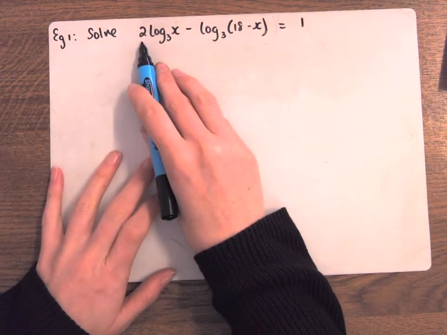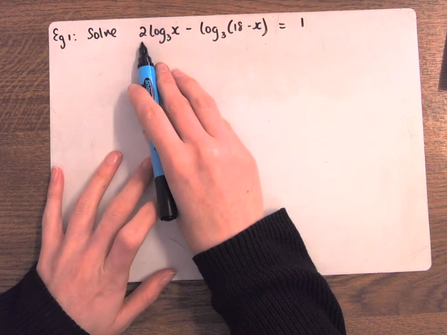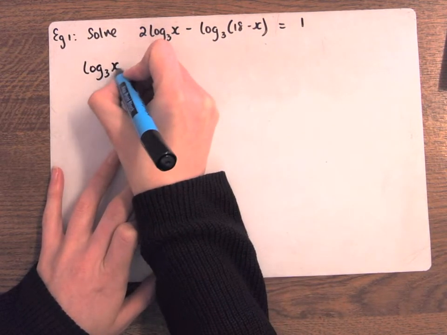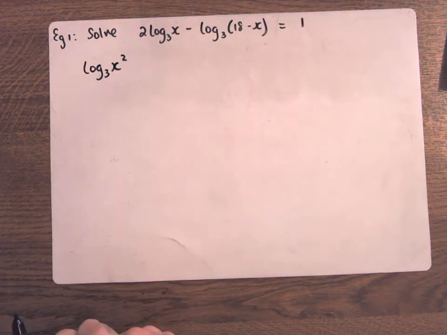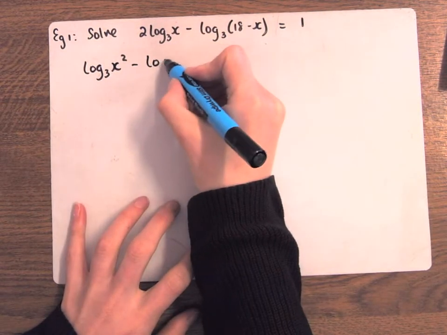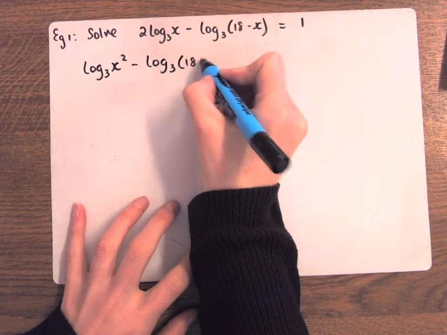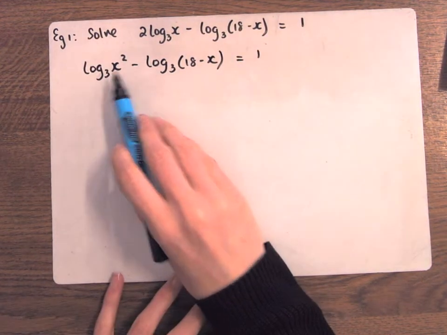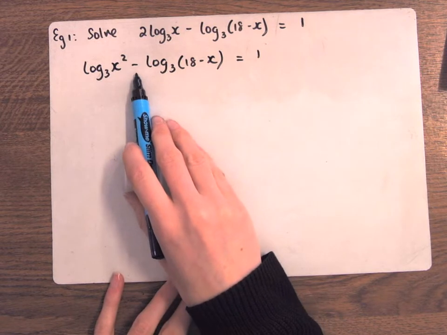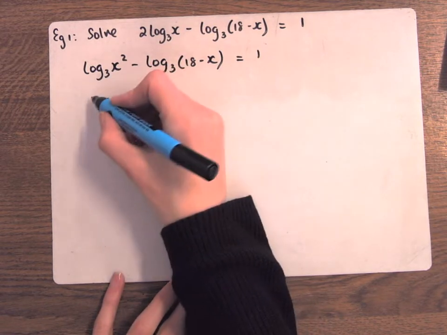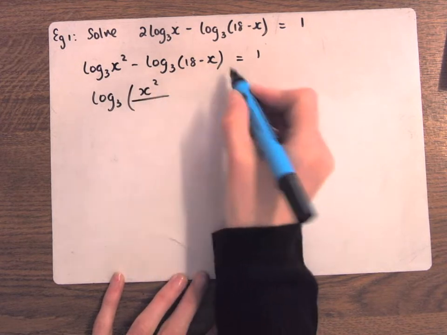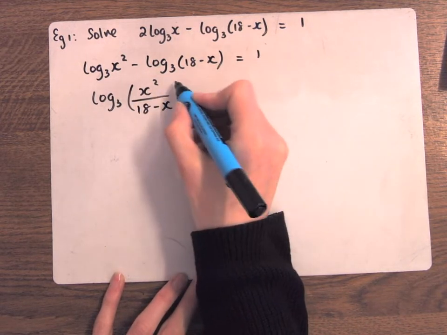That 2 is there. Where would it have come from? Great, so let's change that. Log to the base 3 of x squared minus log to the base 3 of 18 minus x equals 1. Now, my bases are the same and I'm minusing, so what do? Divide. Log to the base 3 of x squared over 18 minus x.